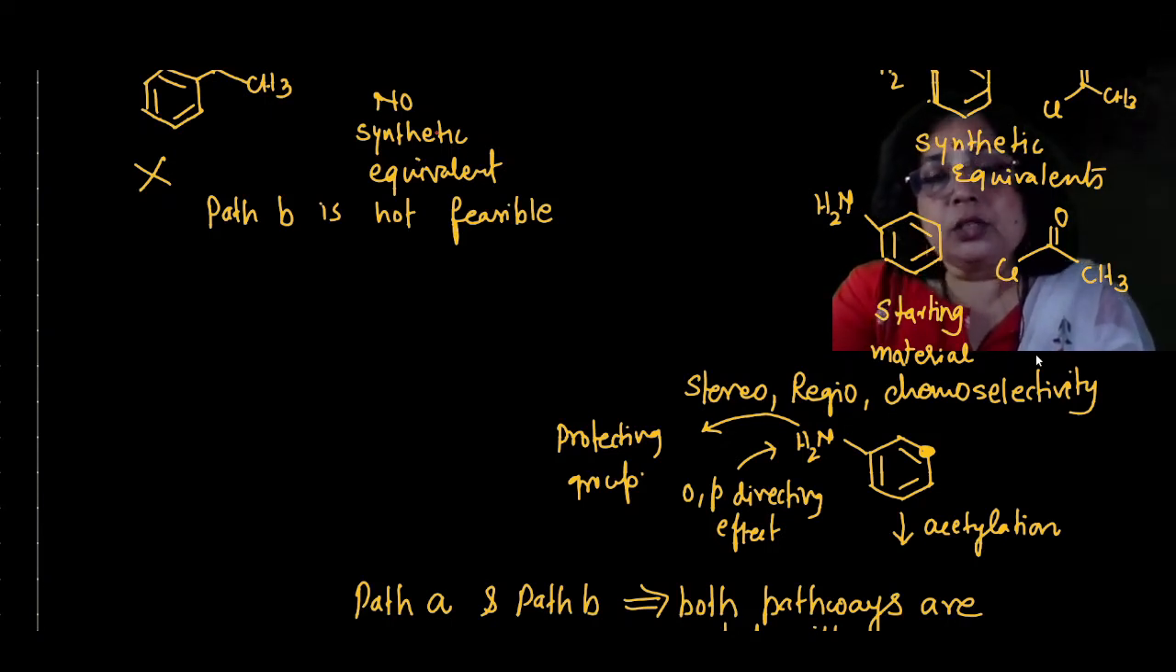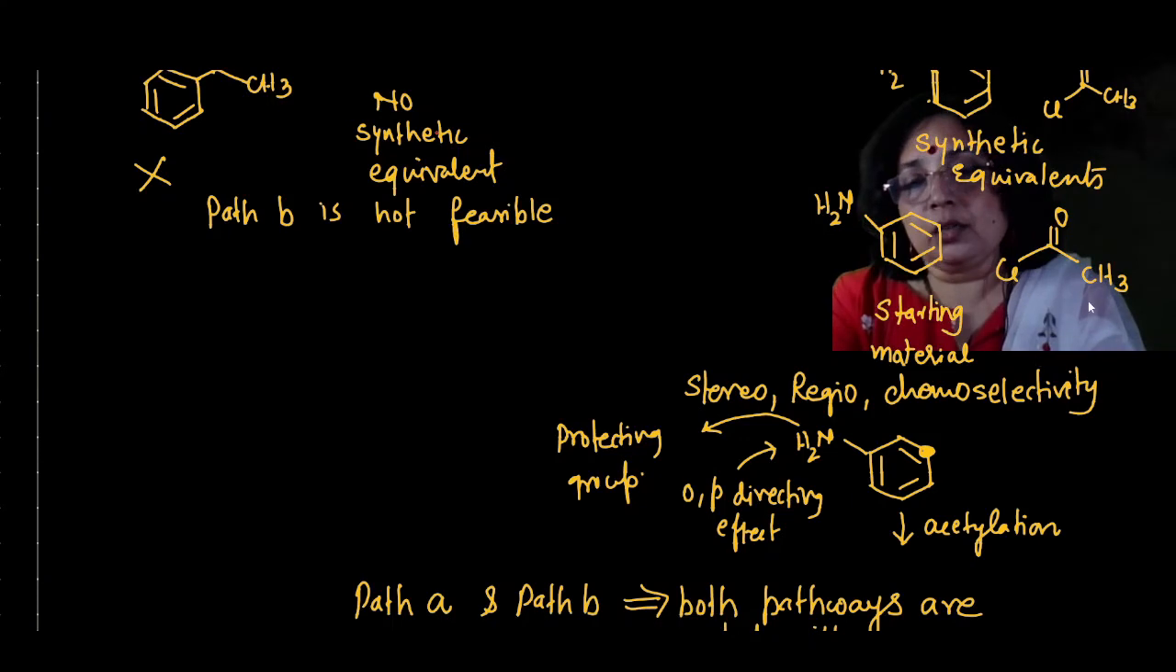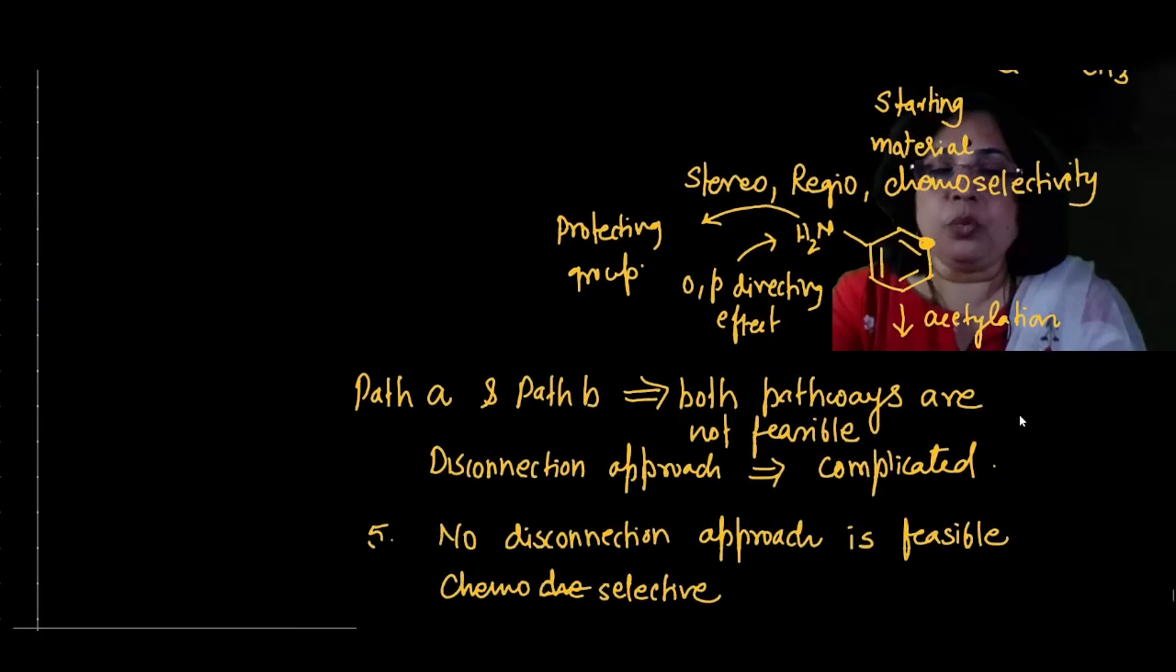Another thing is, though we proceed to the second step of acetylation, because of the bulkiness of the acetyl group at the NH position, the ortho position is blocked. So the incoming group will occupy the para position. Still the meta position remains unsubstituted. So our conclusion is that both path A and path B are not feasible in this case.